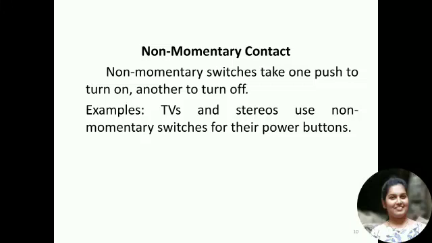The non-momentary contact example we have already discussed, like in the TVs or in the tape recorder type of things. The non-momentary type of switch takes one push to turn on and another push to turn off. Like in TVs or radios or any tape recorder, to turn on the circuit we just use a press, and to turn off the device we again take a press.